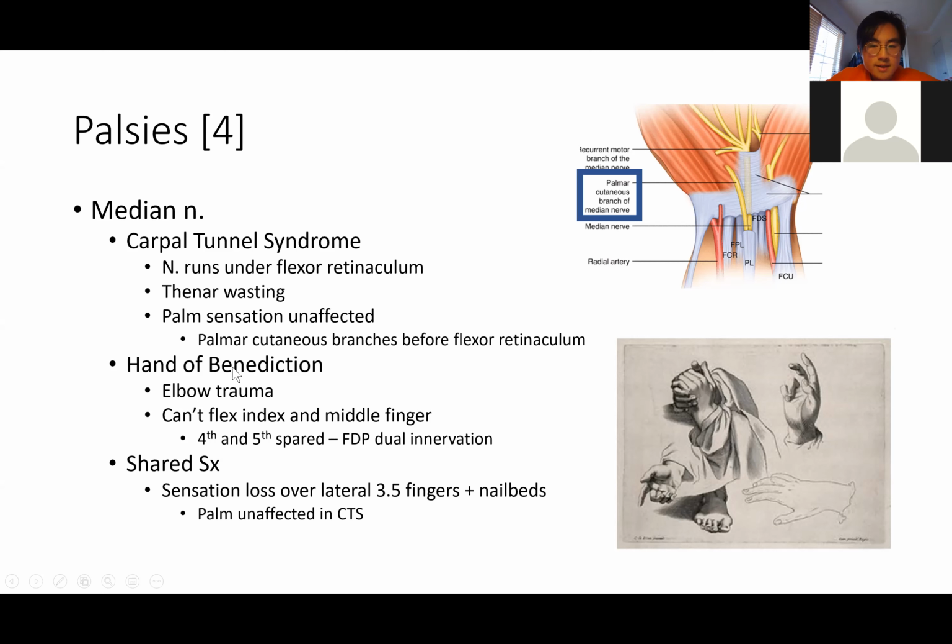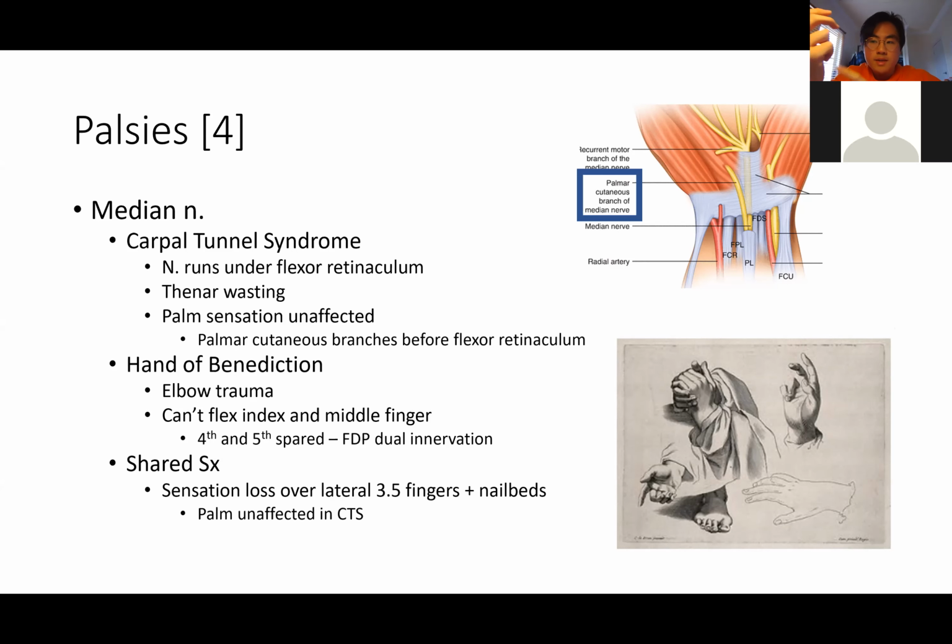Now, the next condition is the hand of benediction. And it's primarily caused by an elbow trauma. So if you hurt your median nerve in the elbow, that means your flexors, all your flexors are going to be affected. And it's the index and middle finger that are the most affected, that you can't flex them. So you might be thinking, hang on, how come we can flex our pinky and our fourth finger? Well, that's because the flexor digitorum profundus has innervation from the ulnar nerve as well.